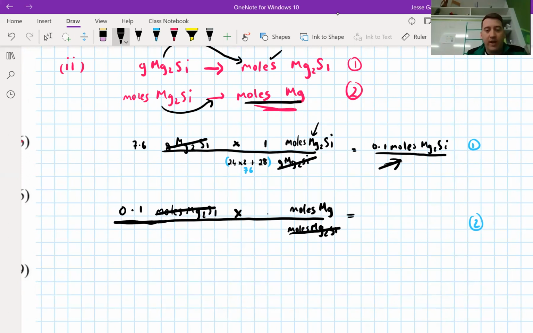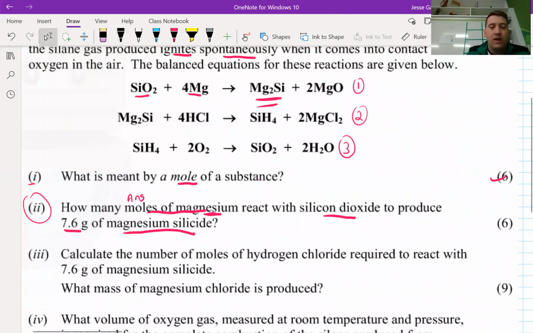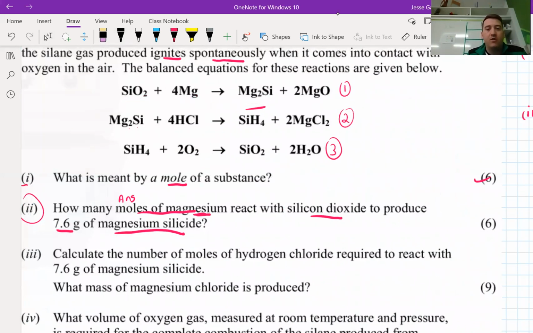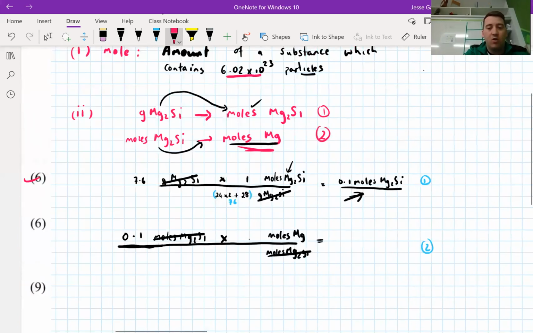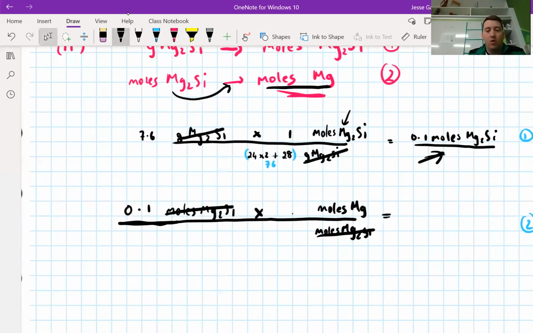And the next thing I need to know is, how many moles of magnesium is there for every mole of Mg2Si? So I'm going to go over here and look at the balanced equation. So here we can see our molar ratio. Pause the video, write down the molar ratio if you haven't done this already. So this is 1:2, Mg2Si and magnesium. So 1 Mg2Si for every 4 magnesiums. So go back over here and I'm going to put 1 Mg2Si for every 4 magnesiums.